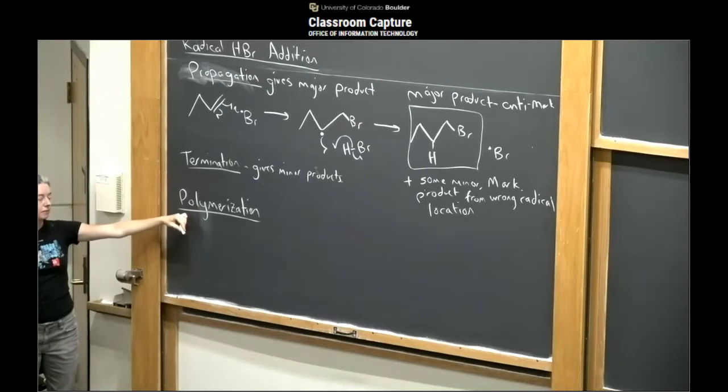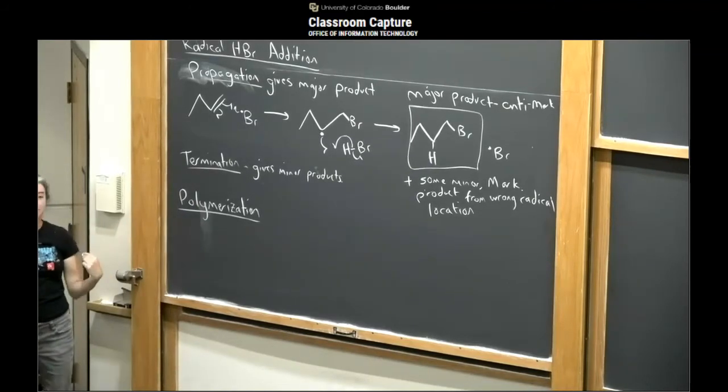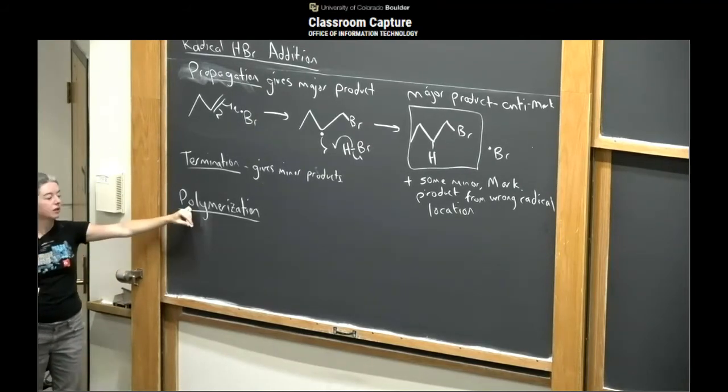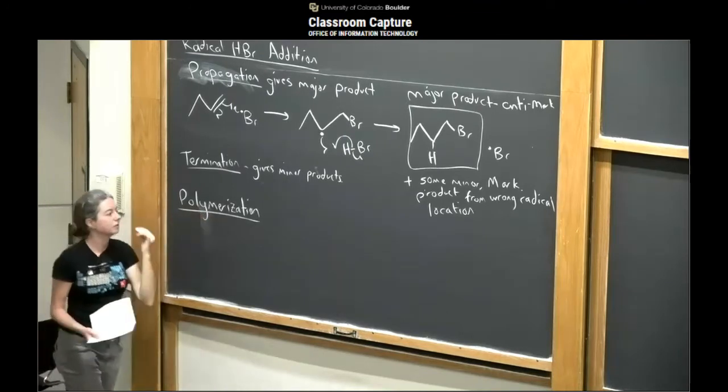Also, polymerization plays a huge role in biochemistry too. Proteins are polymers of amino acids. DNA is a polymer of base pairs.